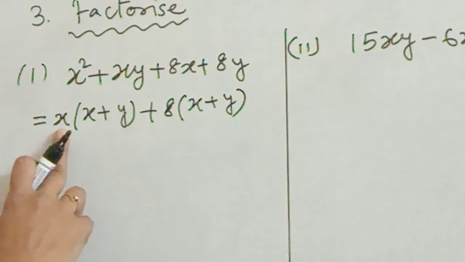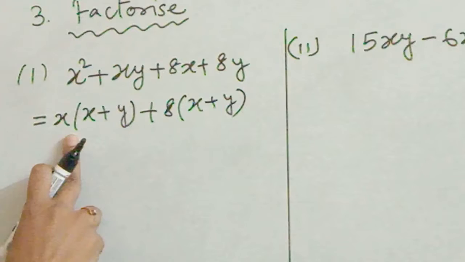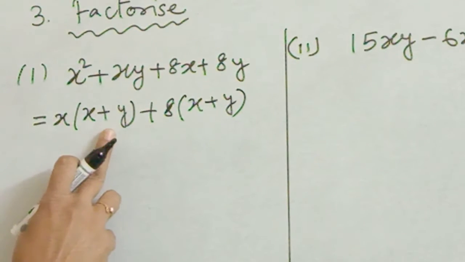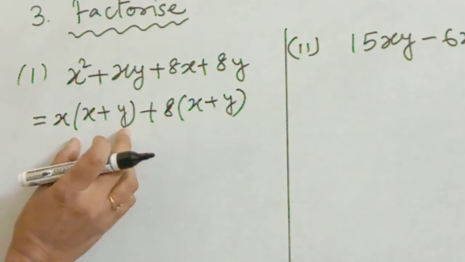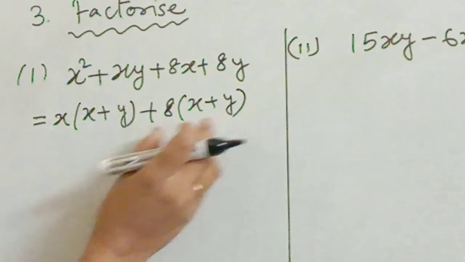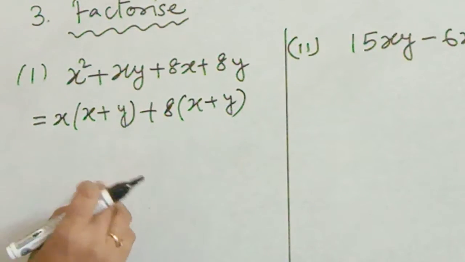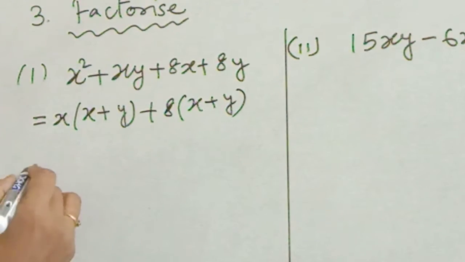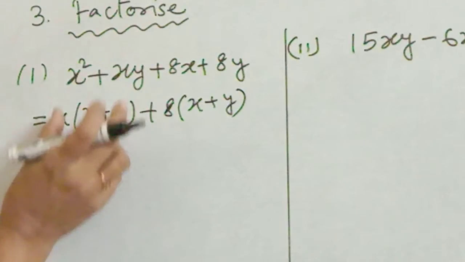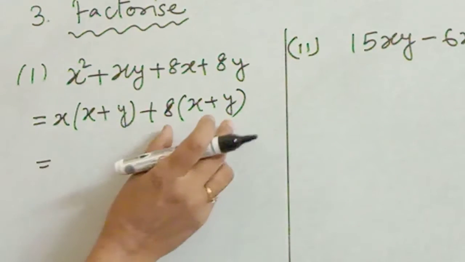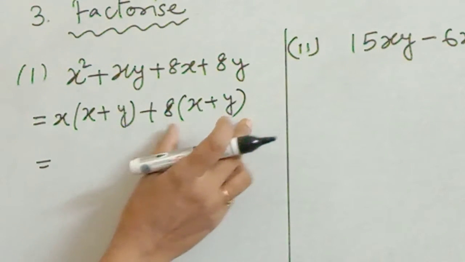Now from this part you can see that x plus y is here also and in this term also. So I can take x plus y from this part and this part as common again. So we are taking common a second time. The same sum, first part I have taken common from these two terms and 8 from the next two terms.